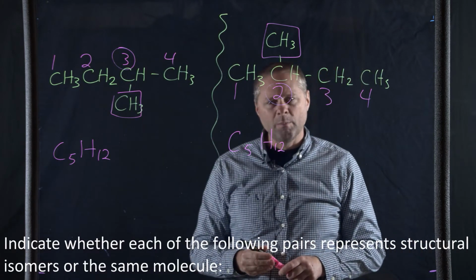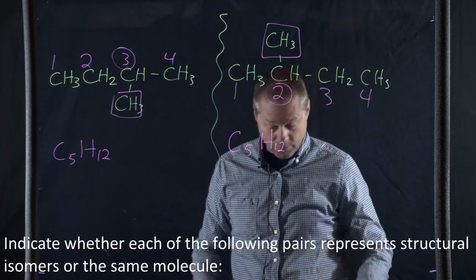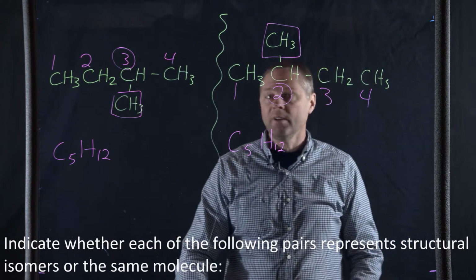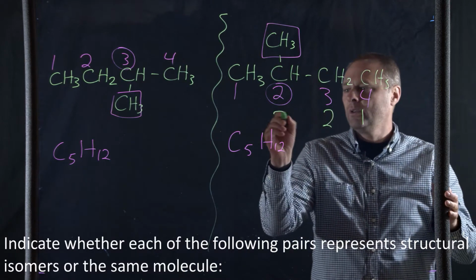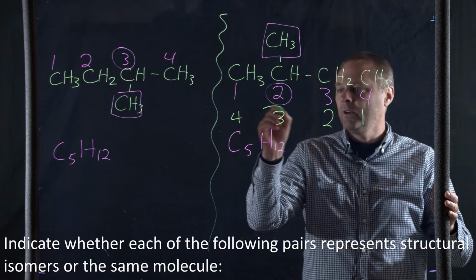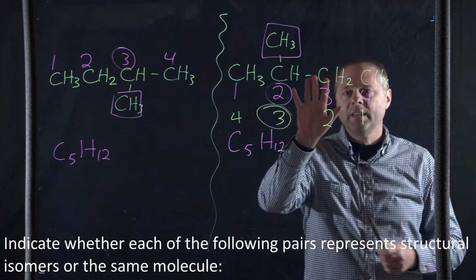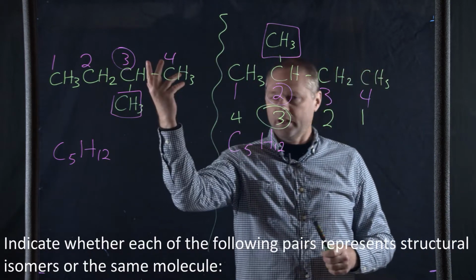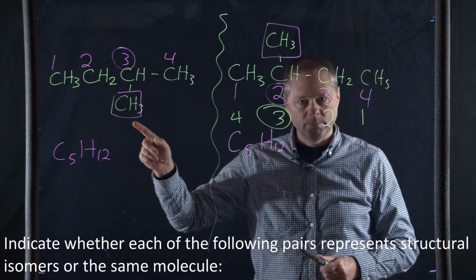What if I count backwards? There's no reason saying I have to go from this direction on. I could go backwards, right? Could have done that in either problem. Let's count this one. 1, 2, 3, 4. Now it's on carbon 3. If you take this molecule and you rotate it just like that, it becomes the exact same molecule.